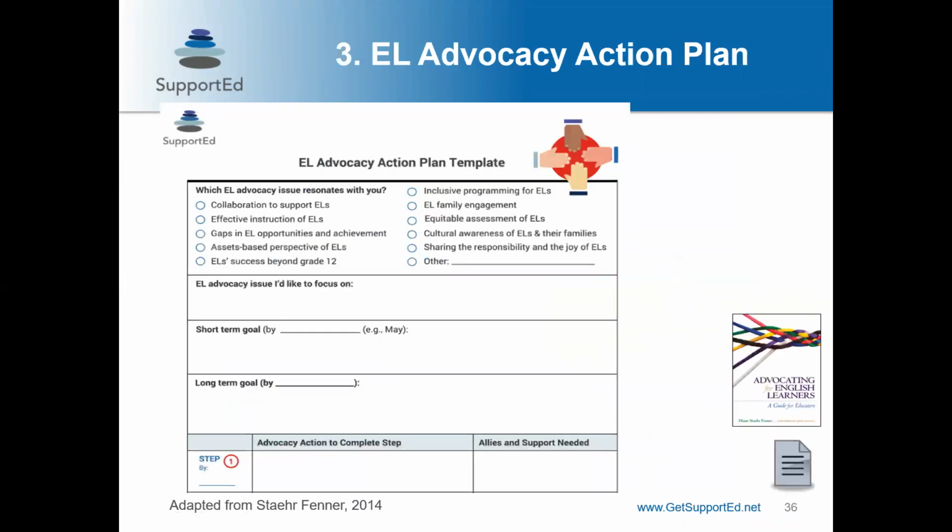And the next tool I'm giving you to help give you a place and ground you in your advocacy and getting started is an EL Advocacy Action Plan. So you can take this and print it and it will help you focus on which area you might like to talk about and to focus your advocacy efforts on, and to create a short-term goal and a long-term goal and develop some steps to get there. What concrete steps will you take to advocate around this issue? What will your actions be, and what kind of allies and support will you need to really accomplish this step?